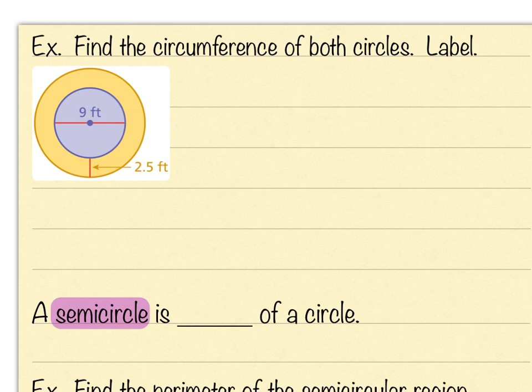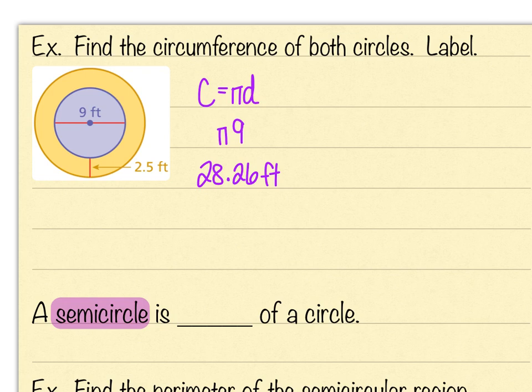This next example looks pretty interesting. It says, find the circumference of both circles and label. So let's start with the inside circle. The circumference formula is C equals pi d, which is pi times diameter. They're giving us the diameter here as 9. So I'm just going to do pi times 9, and I'll have my answer. I'm going to use the approximate version and multiply by 3.14. And 9 times 3.14 is going to give us 28.26 feet. So that's the circumference of the purple circle, and honestly, that's probably the easier one.